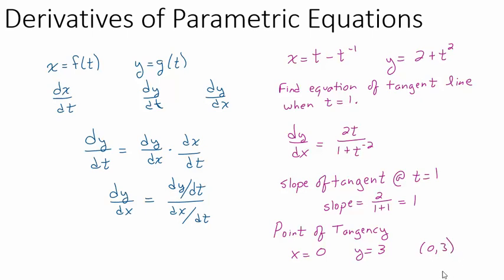Well, we certainly know how to find the equation of a line if we have a slope and a point. And we kind of lucked out here. Our point of tangency is actually the y-intercept. So we can easily write our line y equals 1 times x plus 3. That would be the equation of the tangent line when t equals 1. Let's get a picture of this. All right, let's kind of take a look at what's happening here.